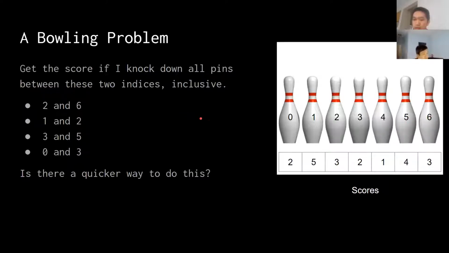Right? So normally you would probably put this into an array of some sort and just calculate from the left index to the right index. In other examples, from index 1 to index 2, which is a total of 8 score, index 3 to index 5, a total of 7 score, and index 0 to index 3, which is a total of 10 score.